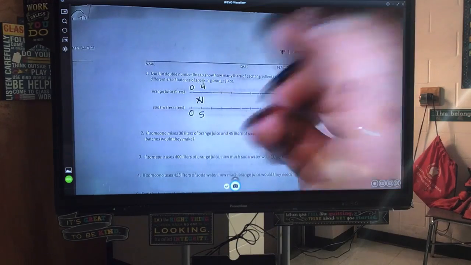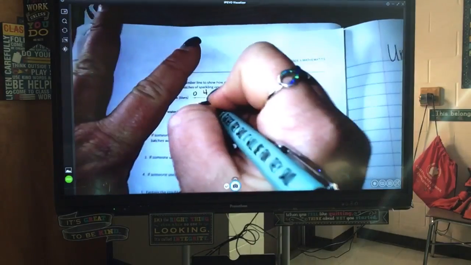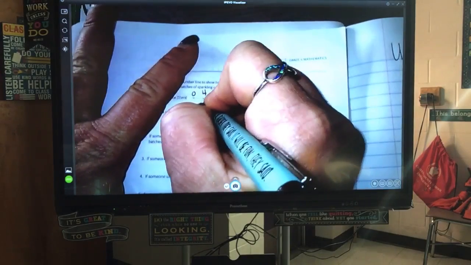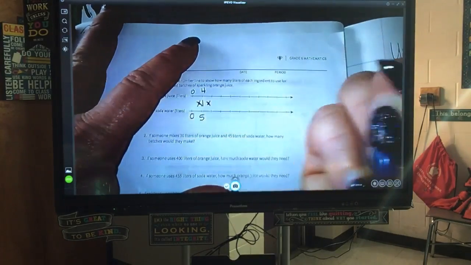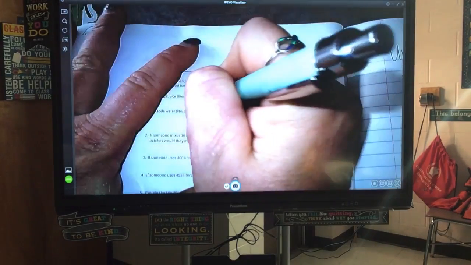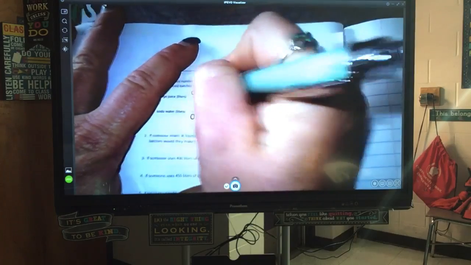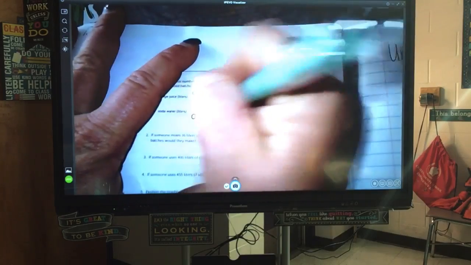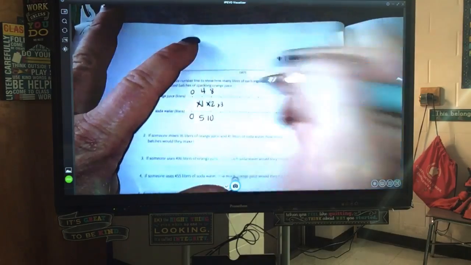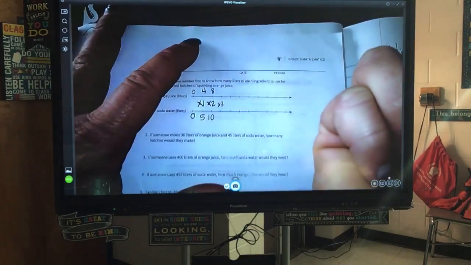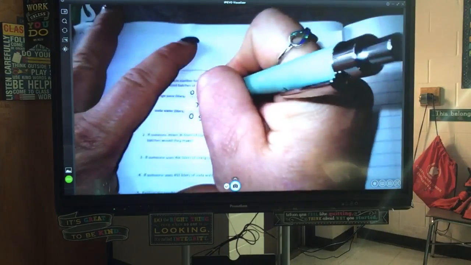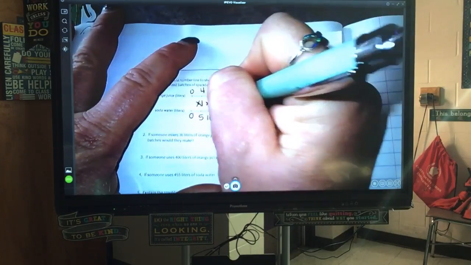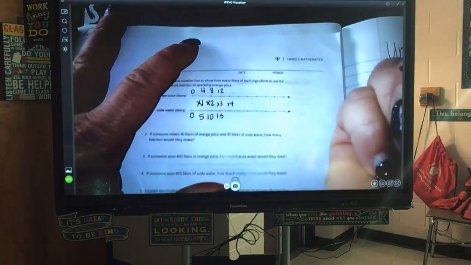So for the next one, what are we multiplying by? Troy? 2. So 4 times 2 is 8, 5 times 2 is 10. So the next one we multiply by 3, so what do we get? Brownie? 12 to 15. The next one is multiplied by 4, what do we get?